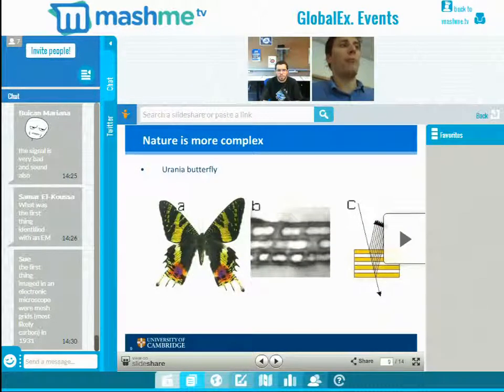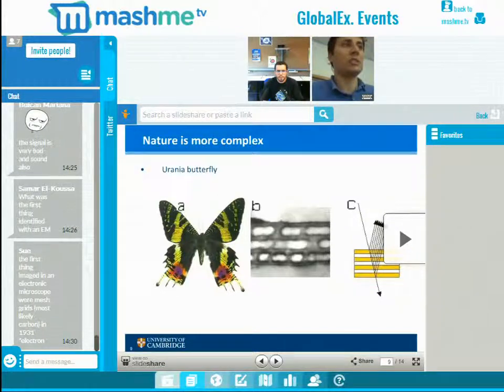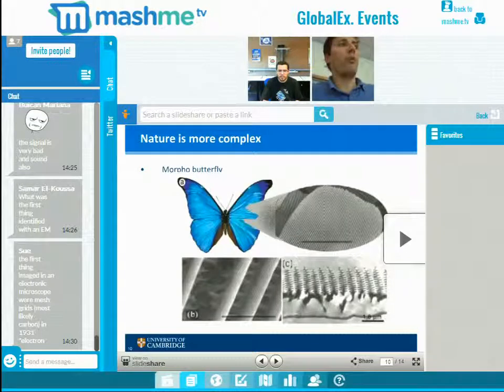Before I come to that, let's have a look at a different butterfly. This is a butterfly that actually uses a layered structure to generate the color. You can see the butterfly has a small reddish blue spot at the bottom, which is generated by these multi-layers. And coming back to picture B in the middle, that's an image taken by an electron microscope. So now we are going to the next slide, back to the morpho butterfly.